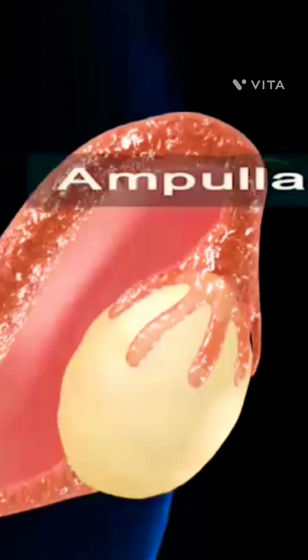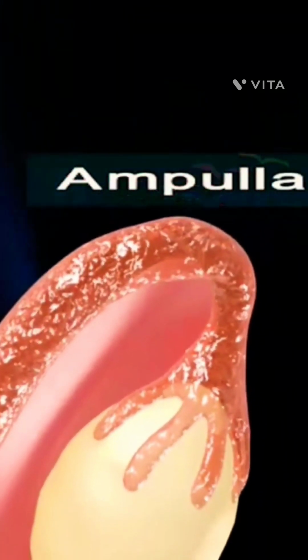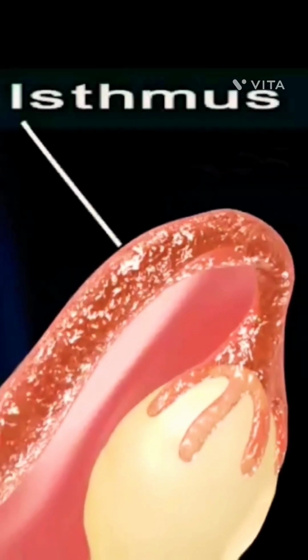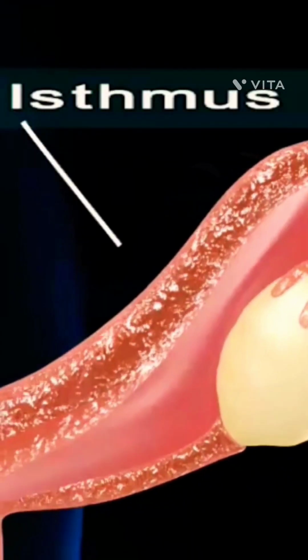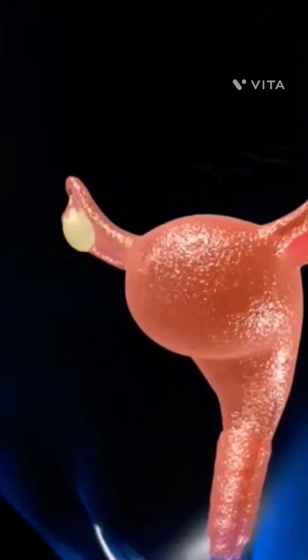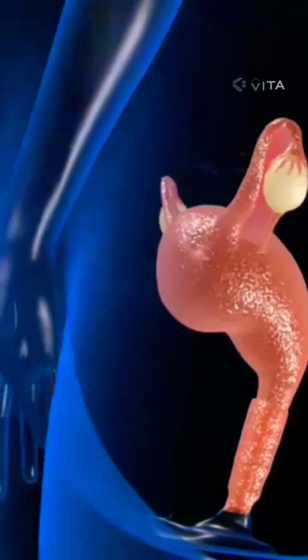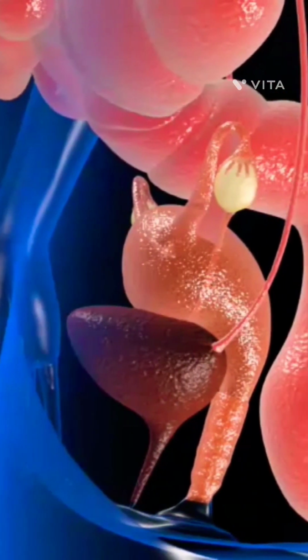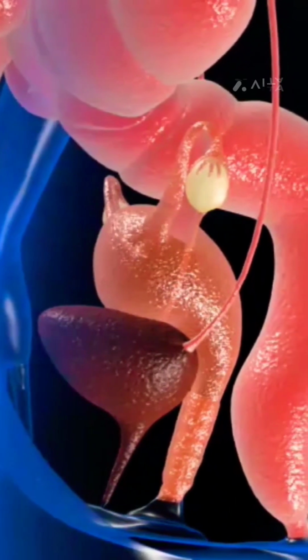Ampulla, the second part, is a wider part of the oviduct and is lined by ciliated epithelium. Isthmus is the short, narrow, straight portion that connects the fallopian tube to the uterus. Uterus is a hollow, muscular, pear-shaped structure, also known as womb. It is located in the pelvic cavity between the bladder and the rectum.